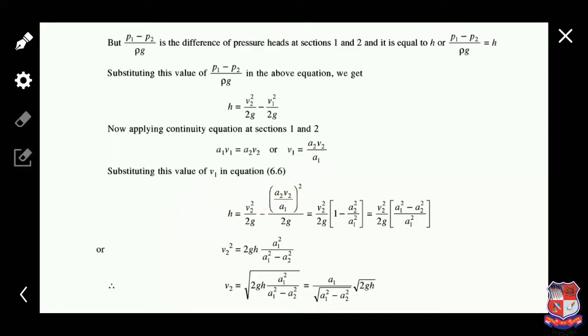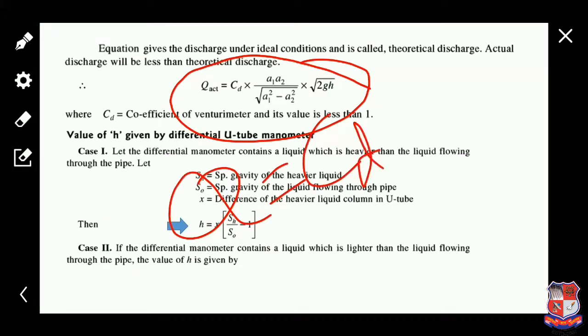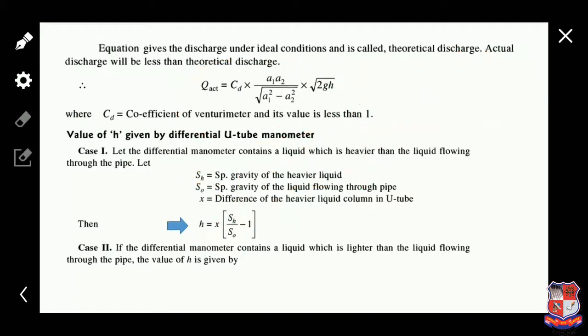So the actual discharge Q is equal to the coefficient of discharge multiplied by A2V2. So this actual equation is written in this way, and Cd is the coefficient of discharge for a Venturi meter, or we can say the coefficient of the Venturi meter.